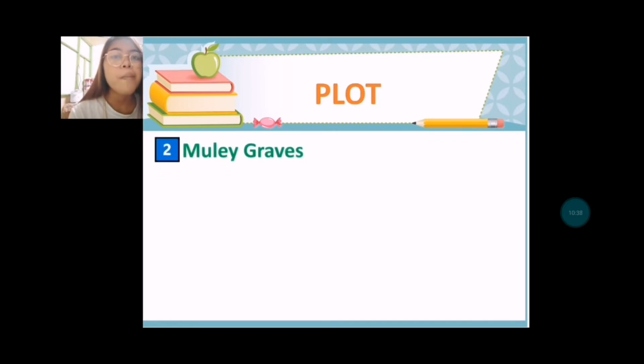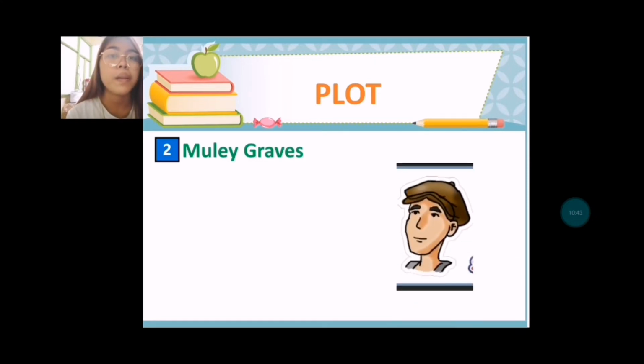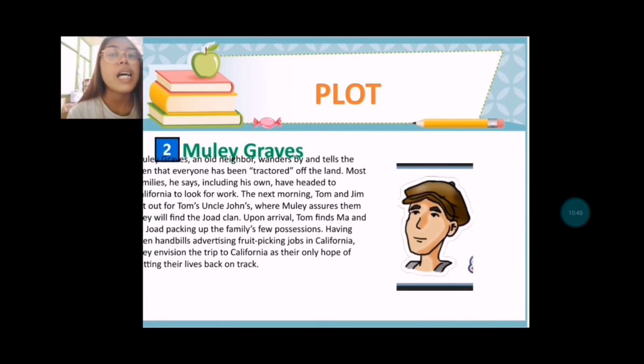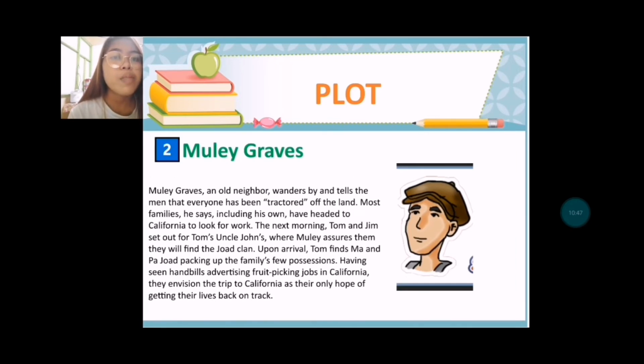Next is Muley Graves. Muley Graves, an old neighbor, wanders by and tells the men that everyone has been evicted from the land. Most families, he says, including his own, have headed to California to look for work. Then the next morning, Tom and Jim set out for Tom's Uncle John's, where Muley Graves assures them they will find the Joad clan.